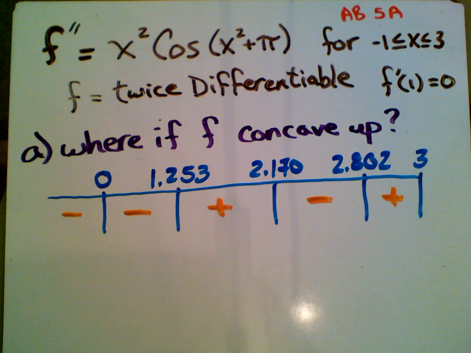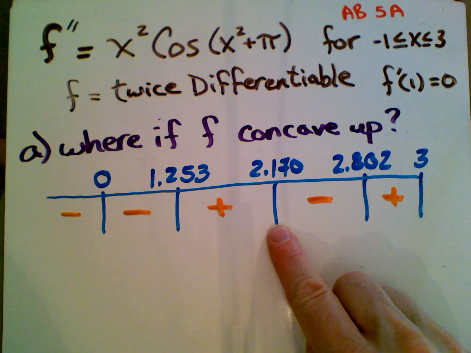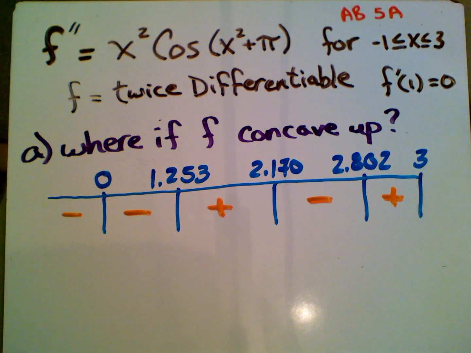And to get the zeros, I use the zero function on the calculator. Go to second trace, which is the calculate menu, and I believe it's number 2. Make sure you round to 3 decimal places or truncate. In fact, this number here could be 2.171 also. That is also acceptable. But we know where it's concave up because that is where the second derivative is positive.